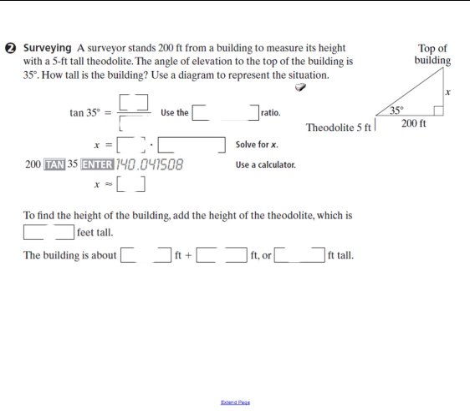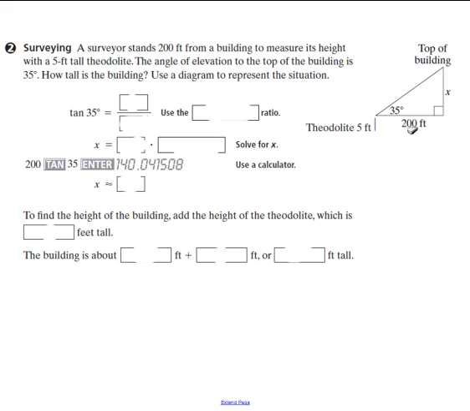So they want to know how tall the building is, and then it says use a diagram to represent the situation. So here they've drawn out a diagram. We've got this 5-foot theodolite, and now we can look at this triangle here because they give us this 35 degrees, and we know that buildings should be straight up and down usually, so that's going to be a right angle with the ground. And so we're trying to find x. So if we have an angle, and we also know that this theodolite is 200 feet from the building, we have an angle and we have one of the sides, so we should be able to use our trig ratios to find out the other side.